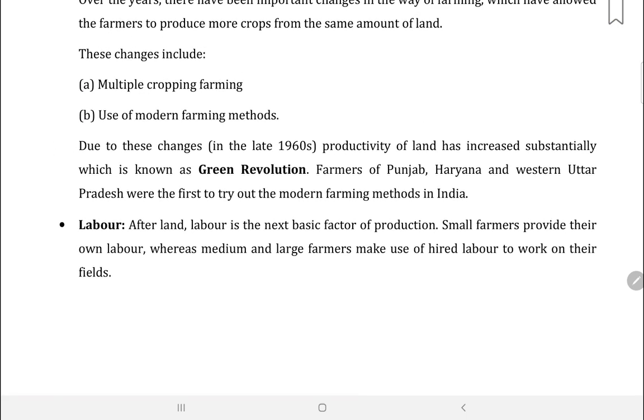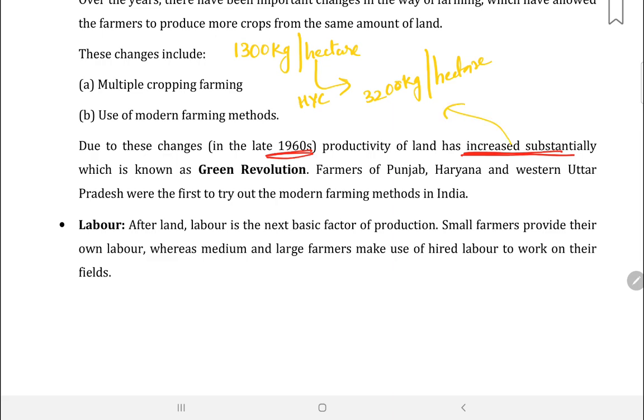Due to these changes, in the late 1960s, productivity increased substantially. This is an important figure, you have to remember it. Before, you used to get about 300 kgs per hectare, and now after using HYV seeds and modern farming, you get about 3,200 kgs of yield per hectare. So this is a substantial increase, or not? Yes, of course, it's a substantial increase. This is also known as the Green Revolution.